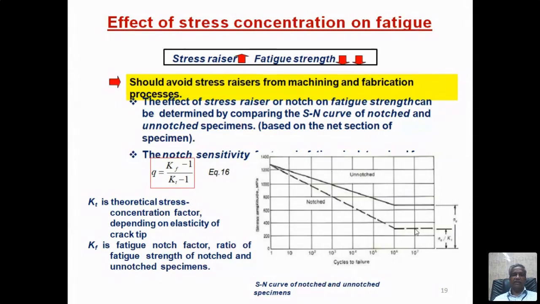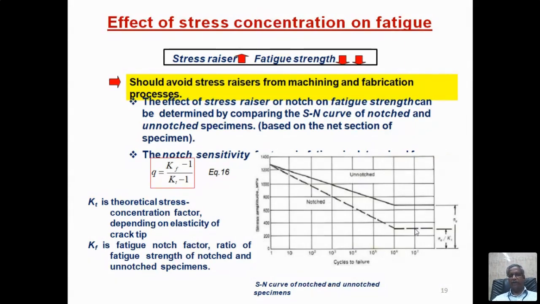Okay, how will you calculate? There is a notch sensitivity factor Q. The Q you can calculate by (Kf minus 1) divided by (Kt minus 1). What is Kf? Kf is the fatigue notch factor. The fatigue notch factor is the ratio of the fatigue strength of the notched specimen divided by the fatigue strength of the unnotched specimen.